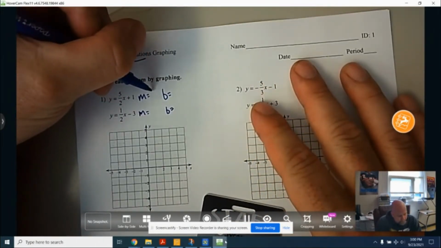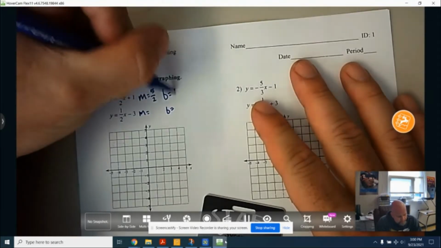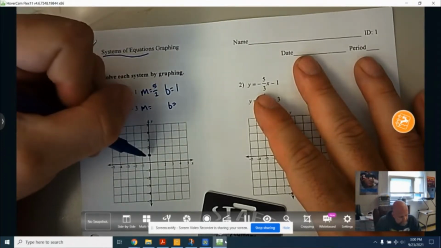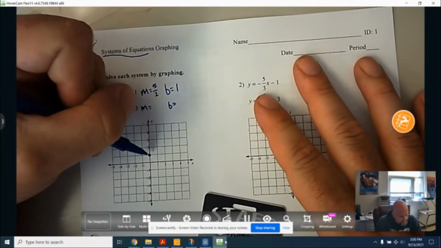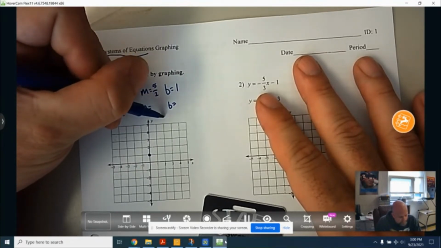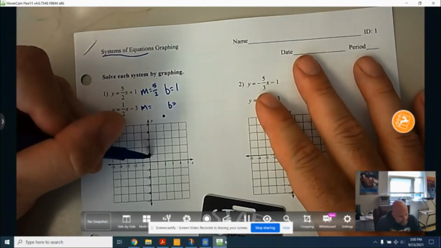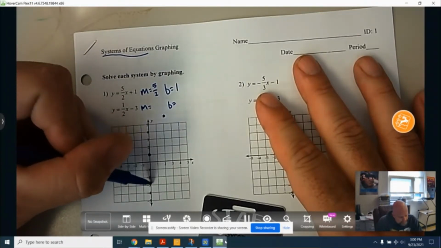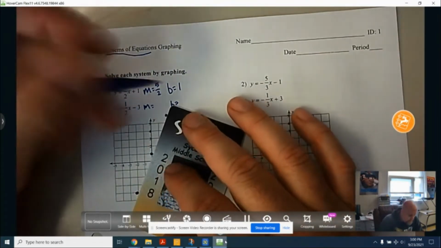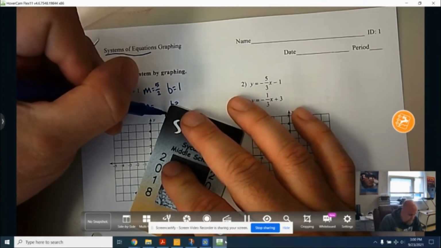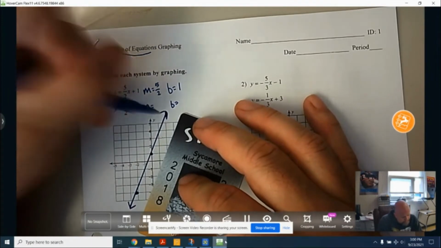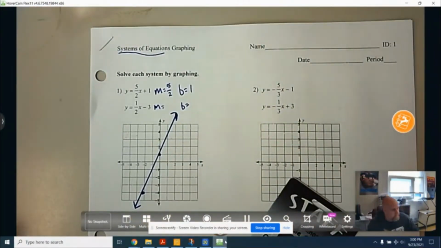For number one, first equation, my m, my slope, is 5/2, my b is 1. So I go up to 1, and then up 5 and over 2. I'm running out of room here, so I'll just guesstimate where it's going to be, and then go down and repeat: down 5 and to the left 2. Use your straight edge. It is super important that we make nice big long lines, and you're going to really see why today. So we put our arrows on the ends, and there's our first line.